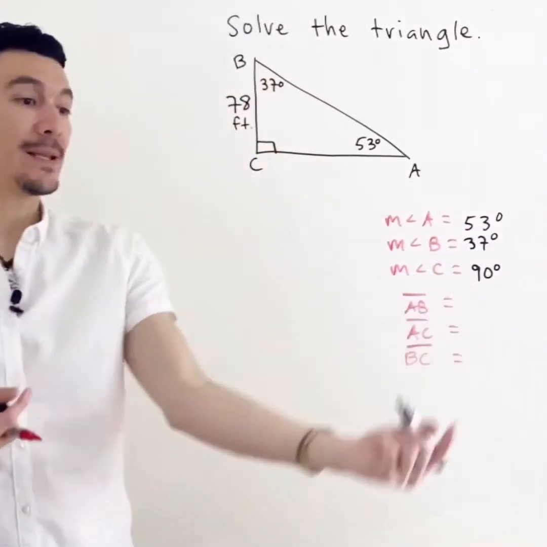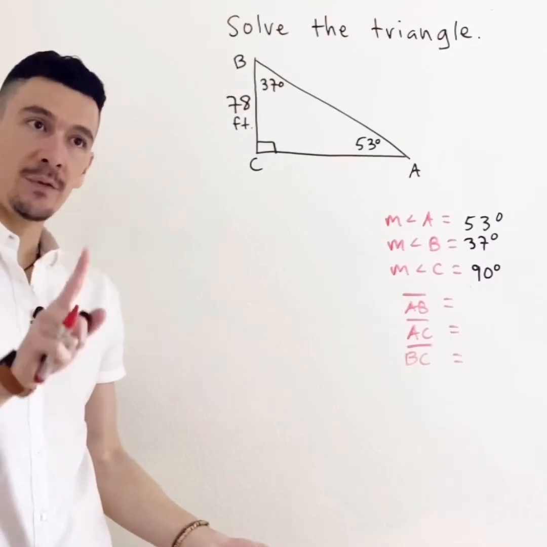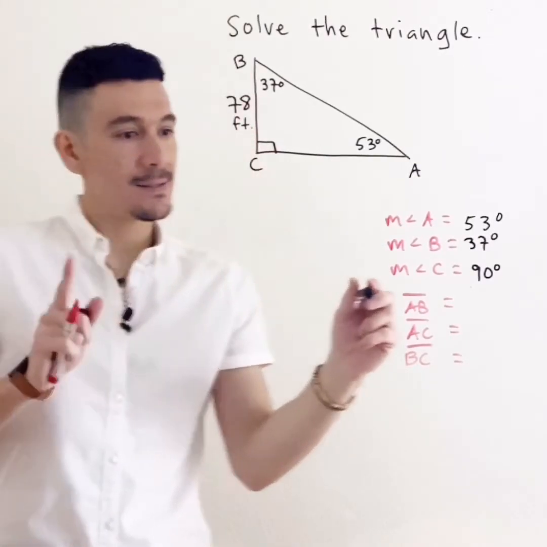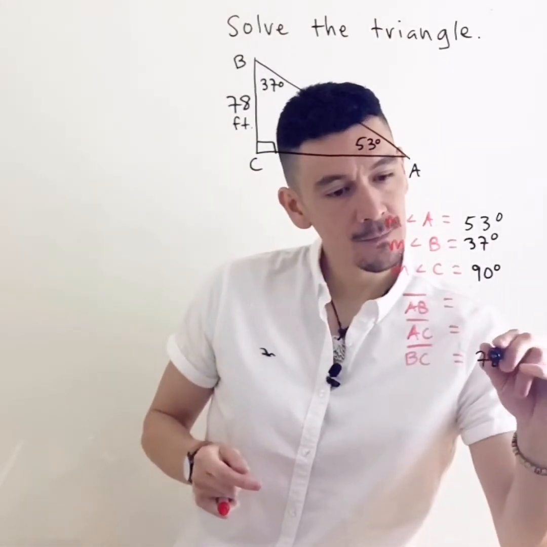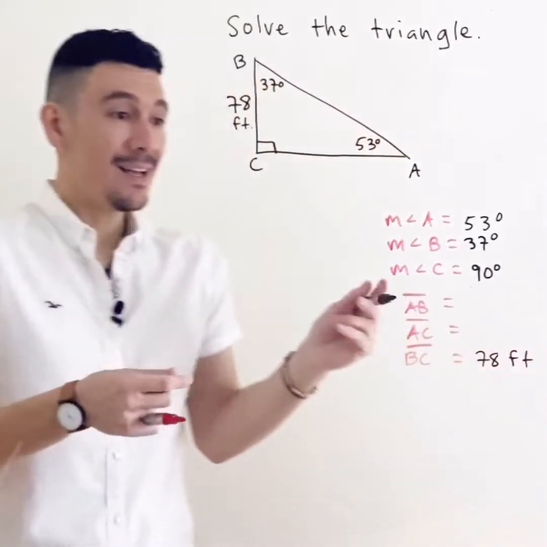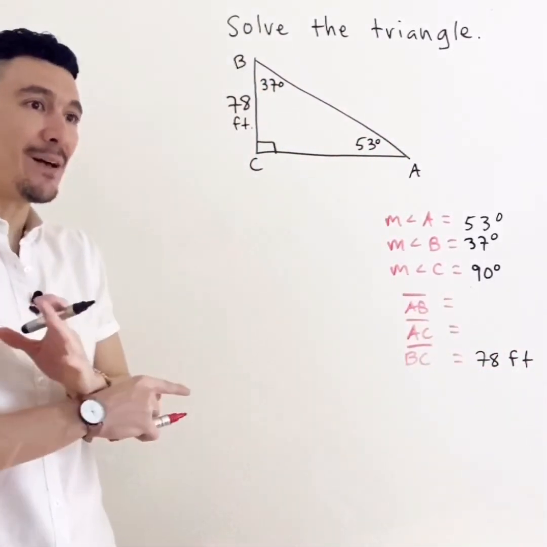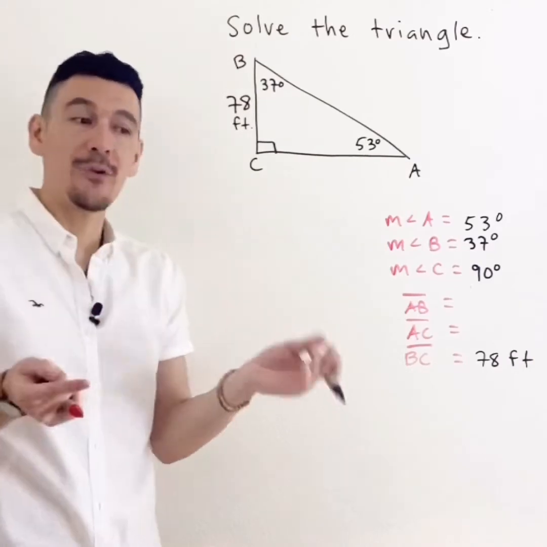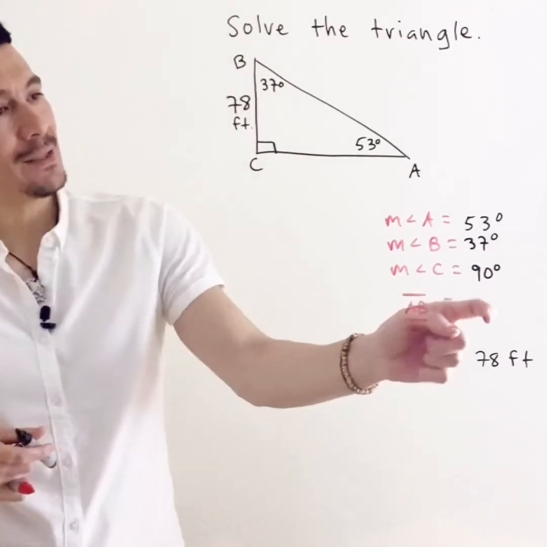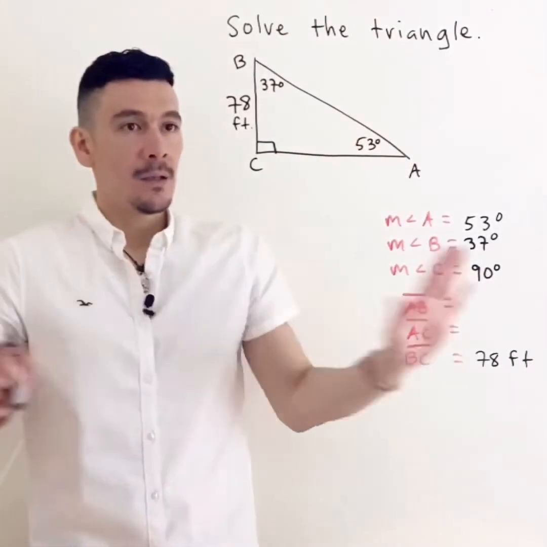Now, what about the 3 sides? I've given one of them to you for free. Side BC is 78 feet. So really, I've given you so much of the exercise for free. The only thing we need to find are the 2 sides, and we're done.